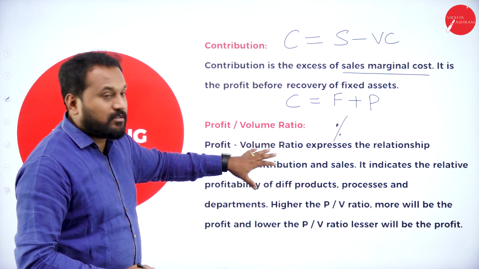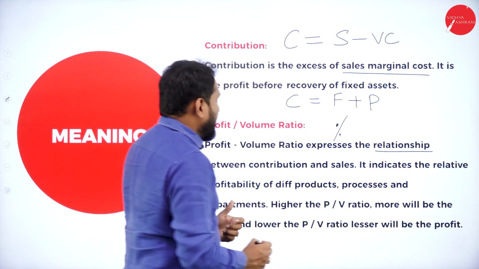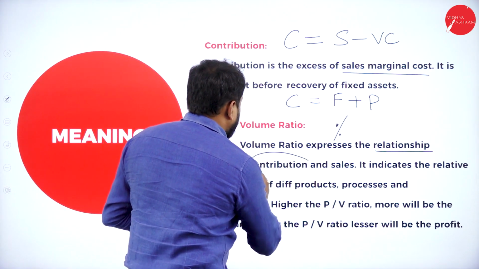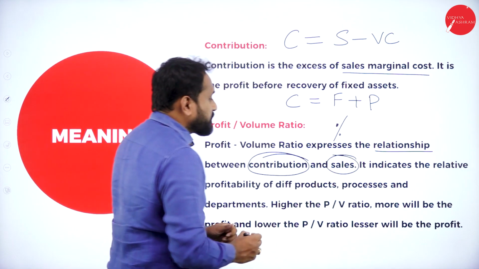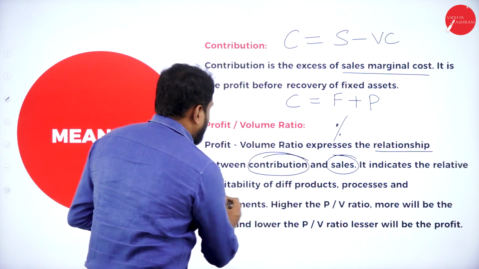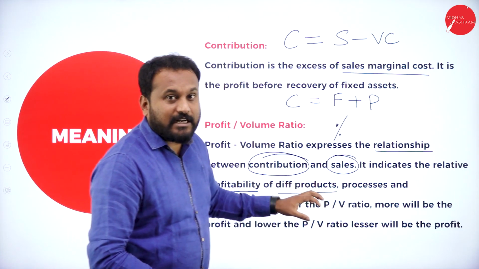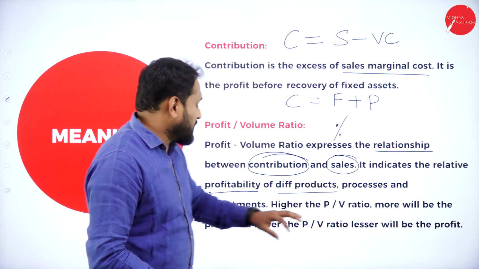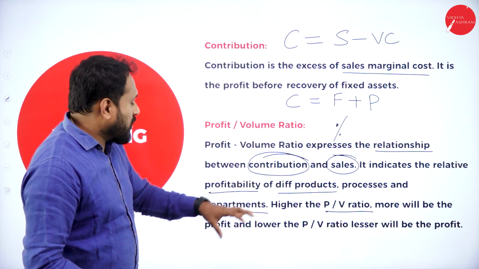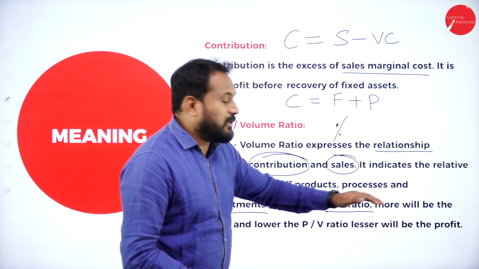Now profit volume ratio expresses the relationship between contribution and sales. Understand the words contribution and sales. It indicates the relative profitability of different products, processes and departments. That is, the higher the profit volume ratio, the more will be the profit. The lower the profit volume ratio, the lesser will be the profit.